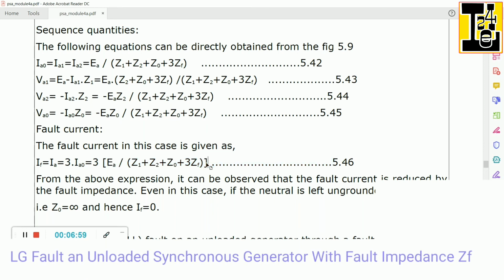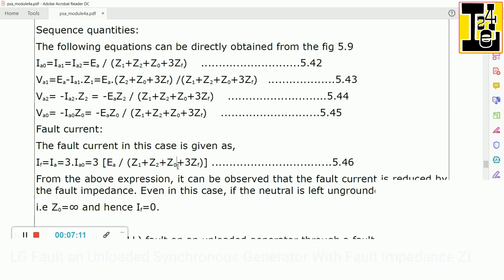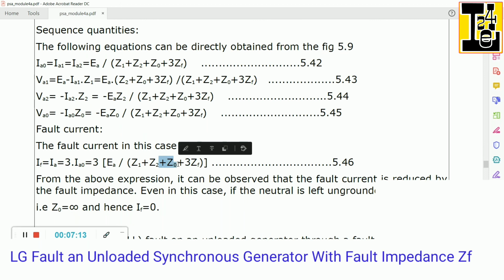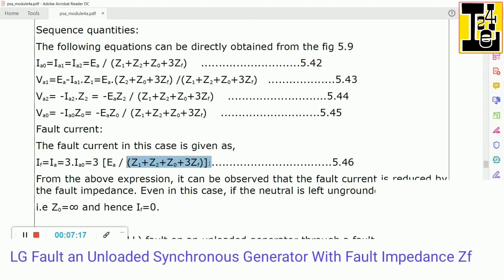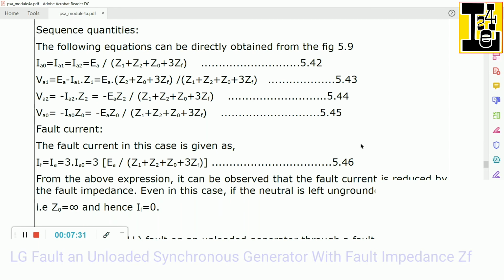If I take the case when the neutral is absent, as Z0 equals ZG0 plus 3Zn, Z0 becomes infinity due to the absence of neutral. So the entire denominator term will become infinite. Anything divided by infinity will become 0. So when the neutral is absent, the fault current will become 0.